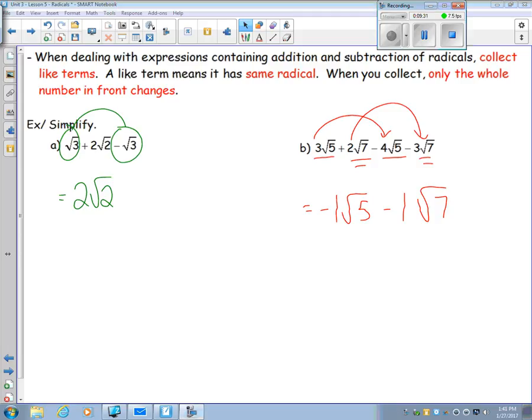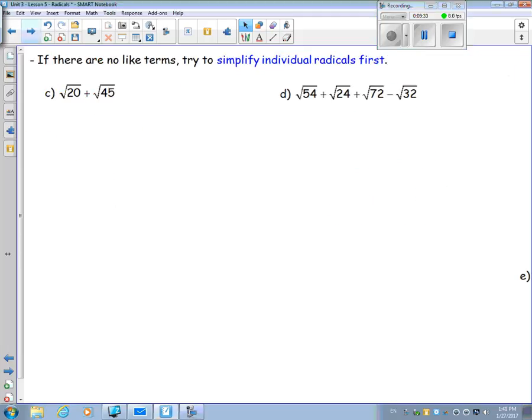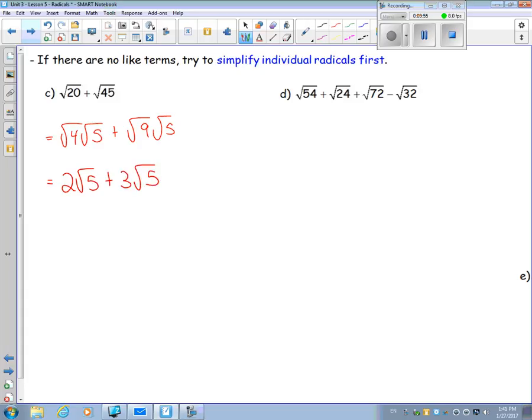Okay, so we can take this to the next step. Sometimes you're going to look at radicals and notice there's nothing the same. I can't collect my like terms. So in this kind of situation, you might need to break your radicals down first. Root 20 we know can be broken down into root 4 and root 5. Root 45, root 9, root 5. Hey, they have a common root. So if I write this as a whole number and then the root, I can now collect. I'll get 5 root 5.